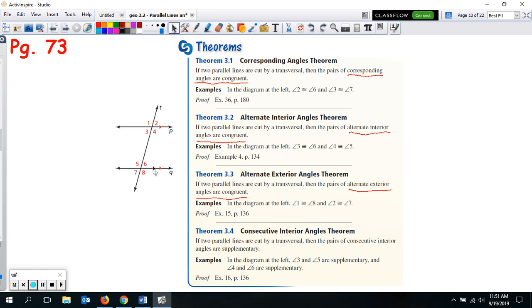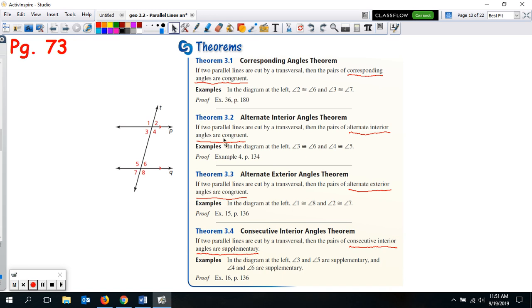What we can conclude about those, it says then, the pairs of consecutive interior angles are supplementary. That means they're going to add up to 180. So 3 plus 5 are going to add up to 180. It says 3 and 5 are supplementary. 4 and 6 are also supplementary. So we're noticing that most of them here, 3 of them, are congruent. 1 is going to be supplementary, adding up to 180.